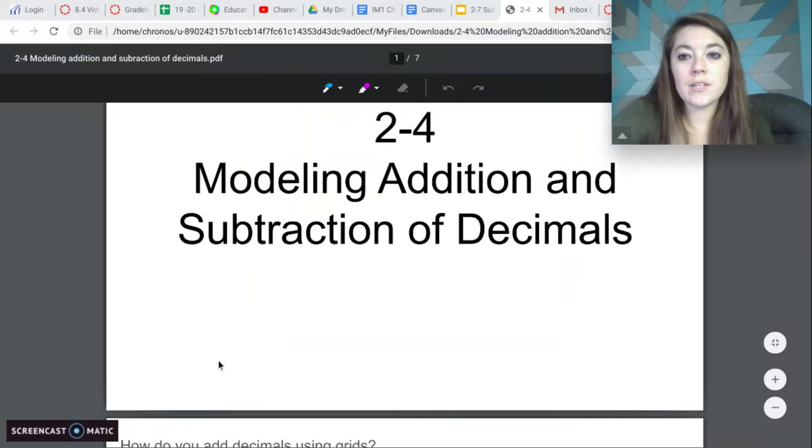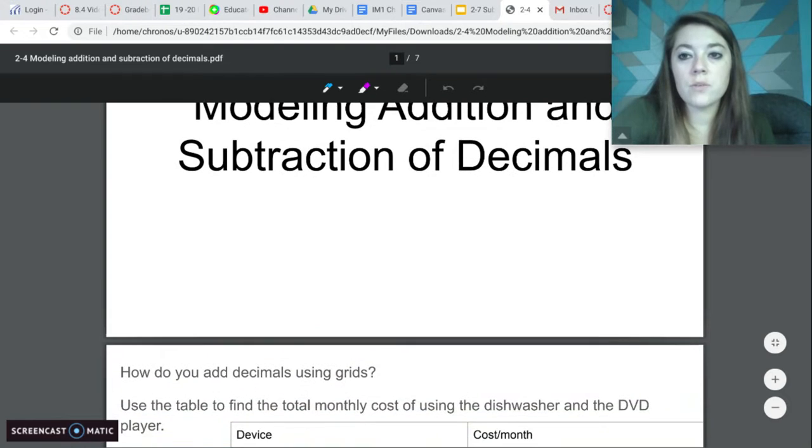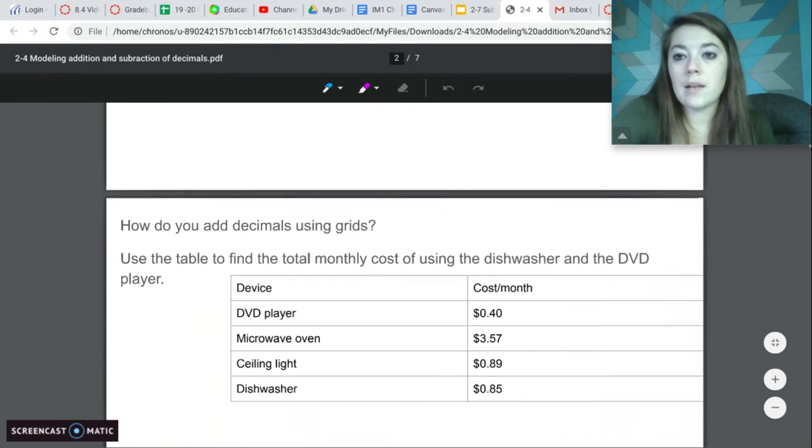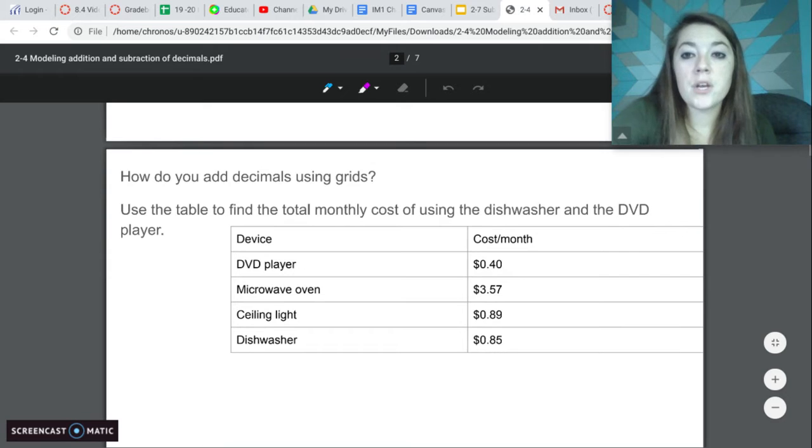And 2-4 is looking at modeling addition and subtraction of decimals. So this is really looking at us modeling how to do this, and then we will get into working on this with the regular formula too. This is just for those of you who are more of a visual learner, this is going to be beneficial for you. For those of you who aren't visual learners, this is going to be helpful still, but might not be your cup of tea, but still give it your best go.